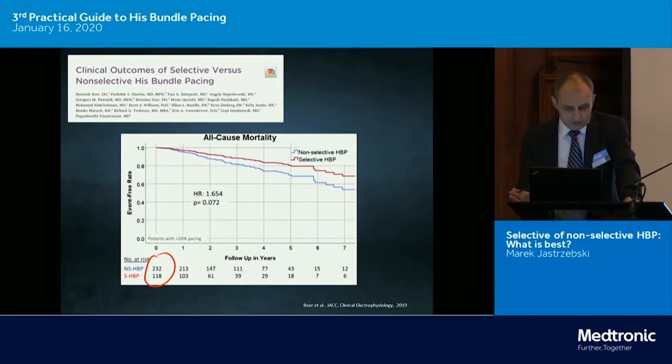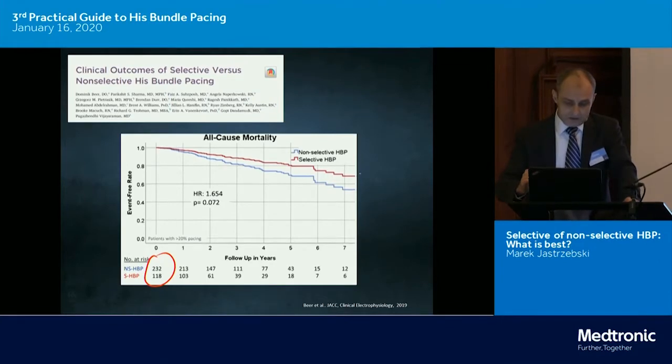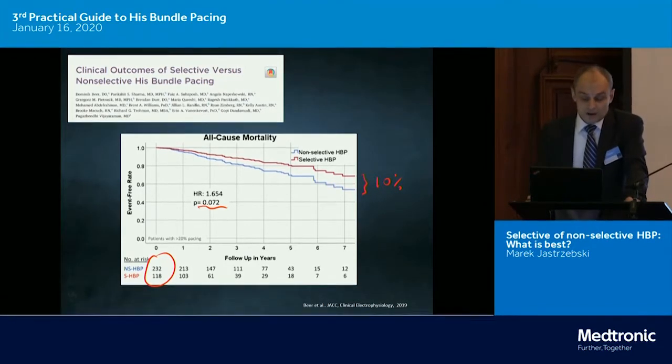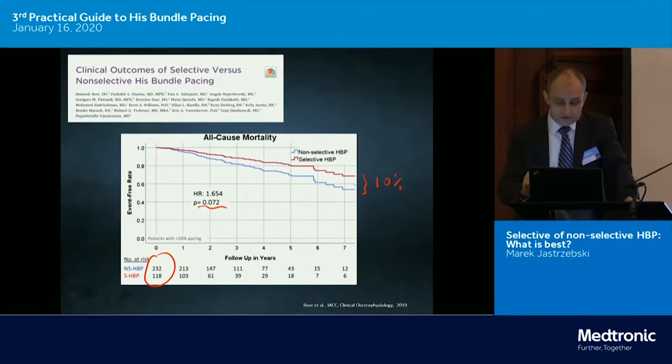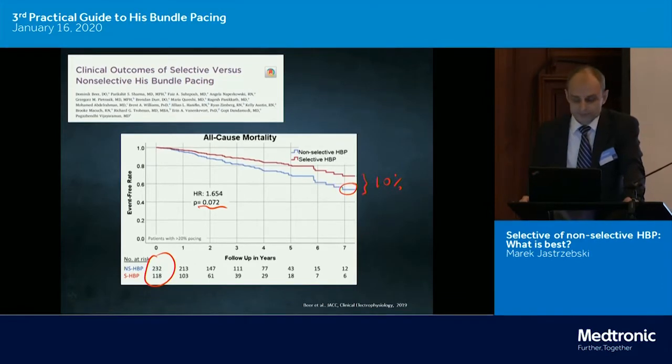However, it's hard not to notice, if you look at all-cause mortality, that there is actually a difference of over 10% in absolute mortality. This is a pretty big difference, and it's on the verge of being statistically significant. So we may say, okay, if we have a bigger group, longer follow-up, that difference may show up. Another thing is that the non-selective group here was not well matched. It was much sicker. So maybe that was the cause of this trend that we see here.